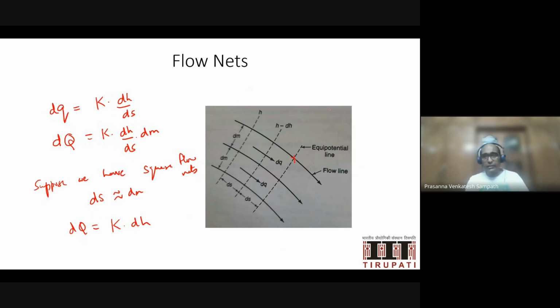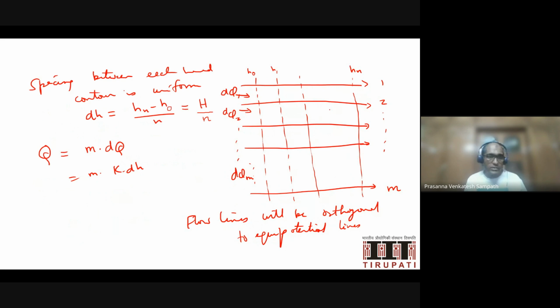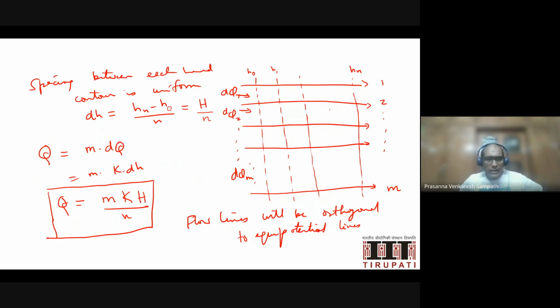So extending that, can we not say that Q equals m multiplied by k into dh? And what is dh? It is capital H by n. So I get this nice and simple expression, Q equals m times capital K, the hydraulic conductivity in this region, assuming that it's not changing as a function of space, times capital H, which is the difference between the last equipotential line and the first equipotential line, divided by n, the total number of equipotential jumps.